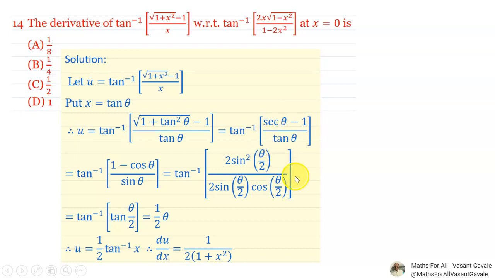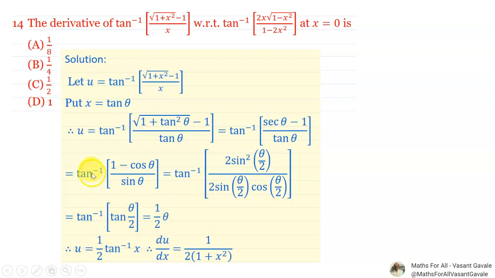The cos will get cancelled, and then you will get here 1 minus cos theta upon sin theta. But what is 1 minus cos theta? It is 2 sin square theta by 2, and sin theta is 2 sin theta by 2 into cos theta by 2. The 2 gets cancelled, one sin cancels, and we get tan of theta by 2. Tan inverse of tan of theta by 2, you will get here 1 upon 2 theta.